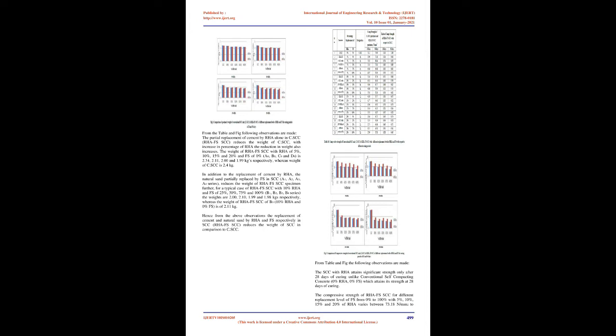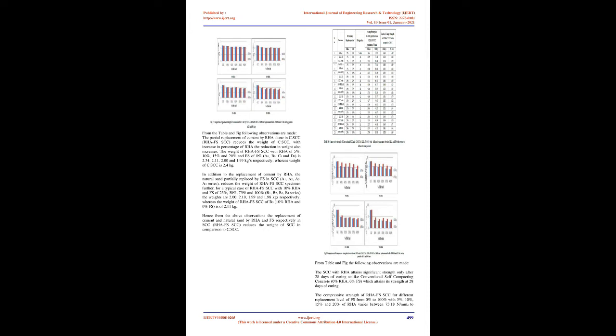The slump obtained from RHA-FS-SCC is between 768 mm to 653 mm. The V-funnel time obtained from RHA-FS-SCC is between 2.95 seconds to 5.12 seconds. The H2/H1 ratio obtained from RHA-FS-SCC is between 0.945 to 0.862. The fresh concrete properties of RHA-FS-SCC obtained are within the EFNARC specifications. Compressive strength. From the table and figure following observations are made.